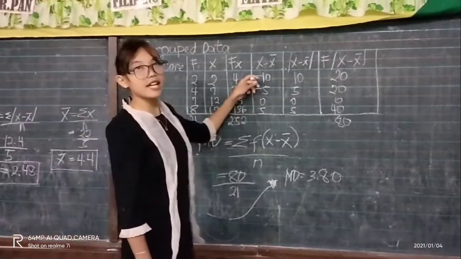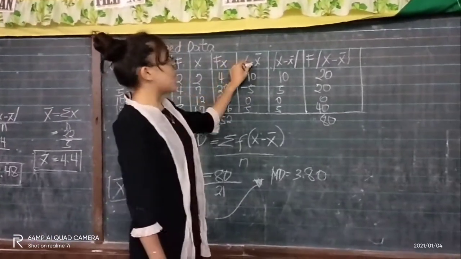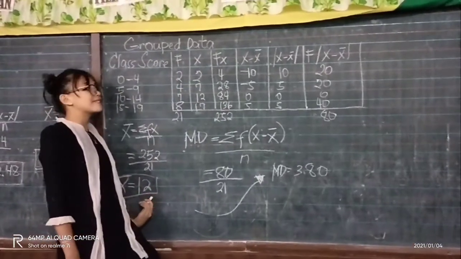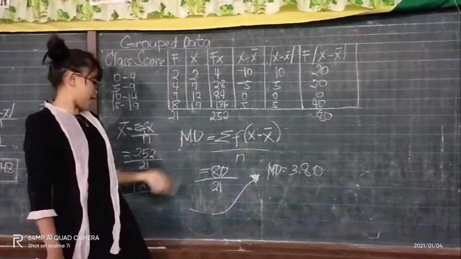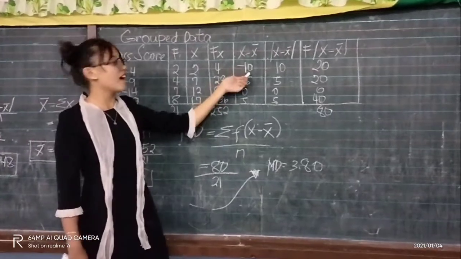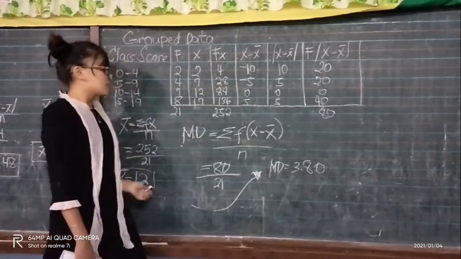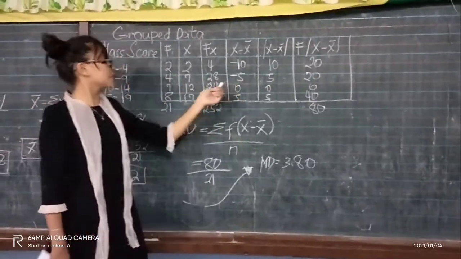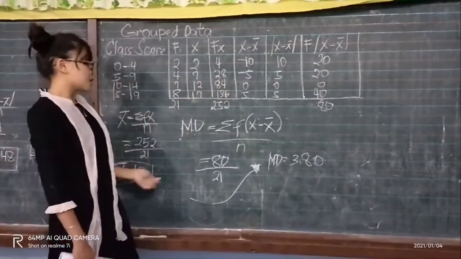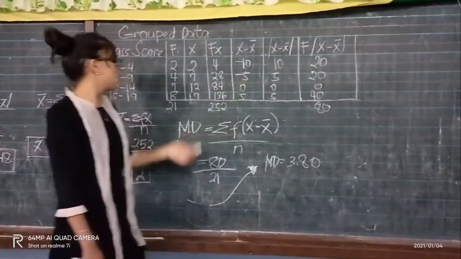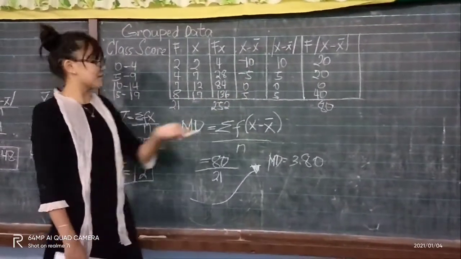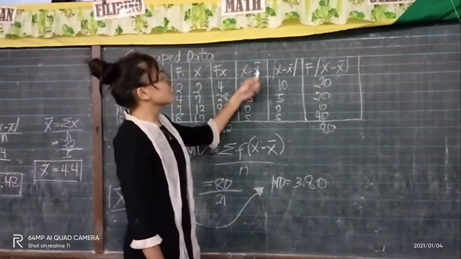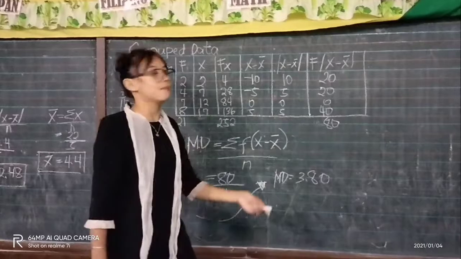So let's proceed here. x minus mean, which is 12. 2 minus 12 is negative 10. 7 minus 12, negative 5. 12 minus 12 is 0, of course. And 17 minus 12 is 5. So let's proceed to the next column.